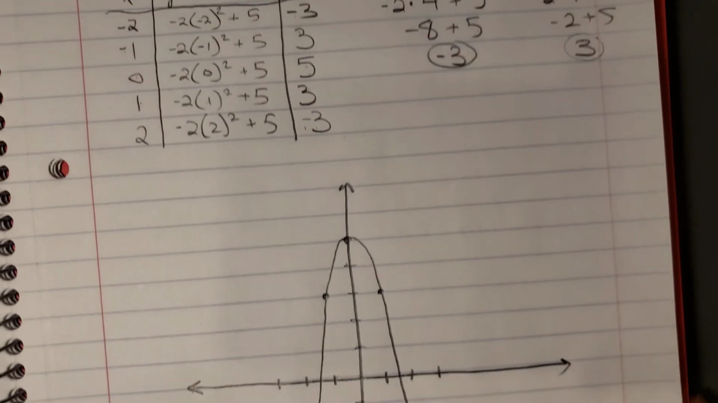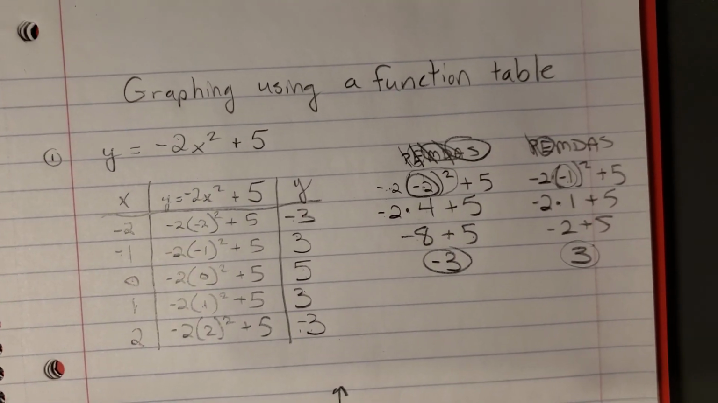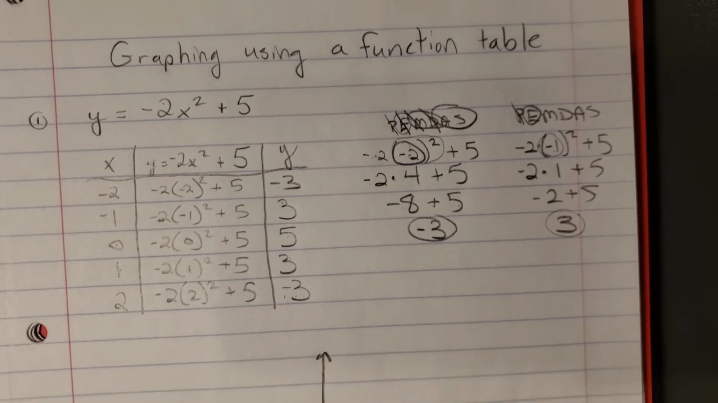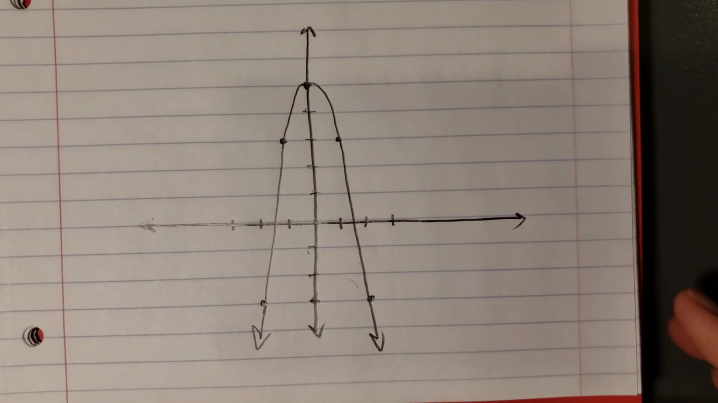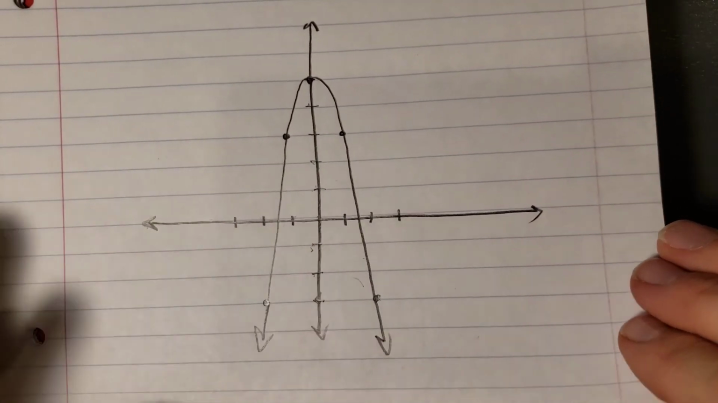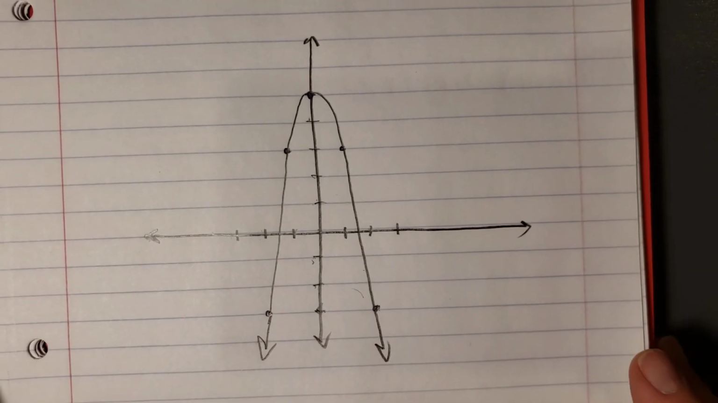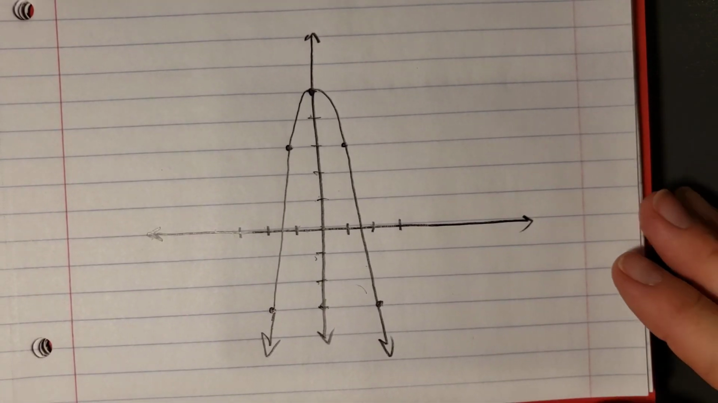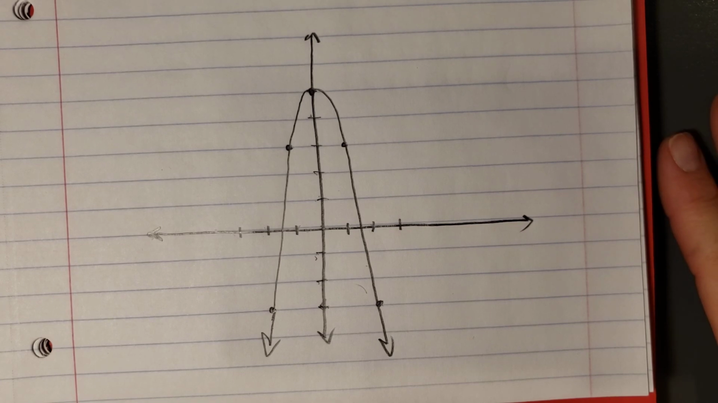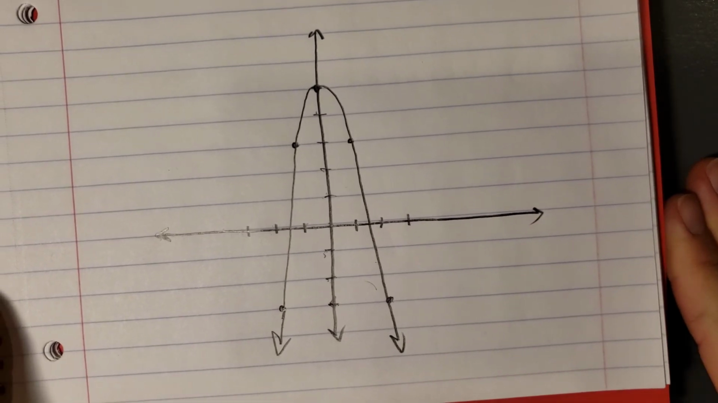All right, there we have it. We have our parabola. We have our function table. Okay, pause and copy as much as you need to. And I hope that prepares you for your test coming up. Should be a good summary.